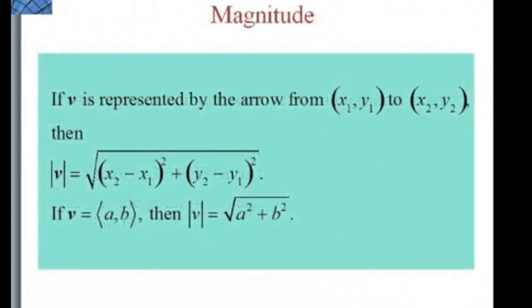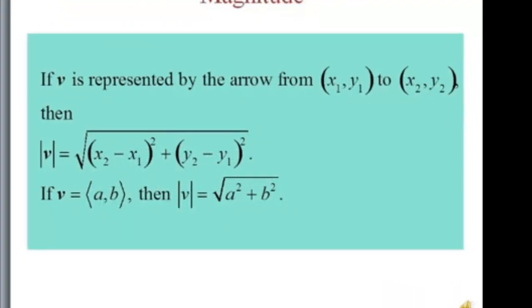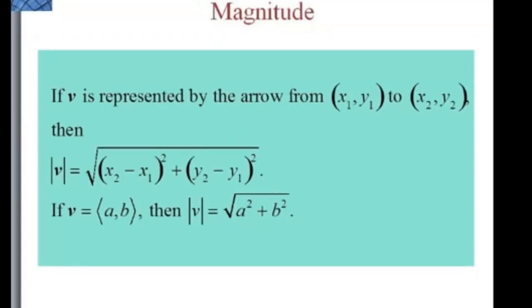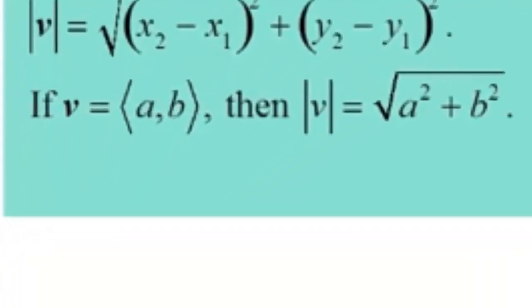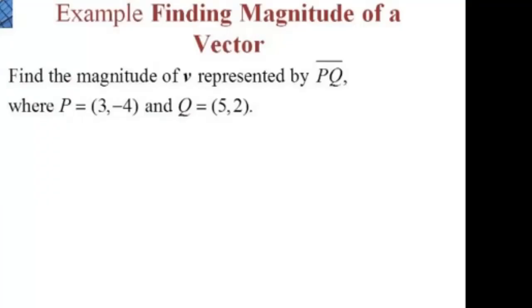The magnitude of a vector is also called the absolute value of v. It's usually denoted by v in the absolute value bars. The magnitude is calculated from the distance formula. So if vector v goes from a to b, then the magnitude will be the square root of a squared plus b squared.